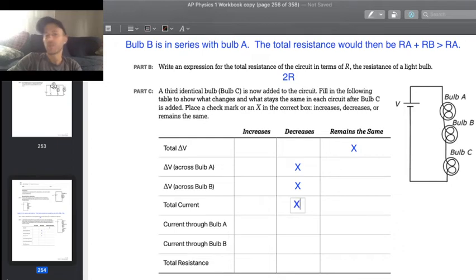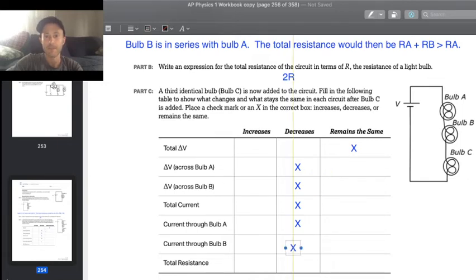What happened to the current through bulb A? Bulb A, again, the total resistance of the circuit went up, so that means that the current has to go down. So the current through bulb A goes down. I hope these questions seem really easy to you, because they seem really easy to me. Almost absurdly easy. Current through bulb B. Bulb B, it's just a series circuit. There's only one current in the entire circuit, so that's going to go down if we add resistance.